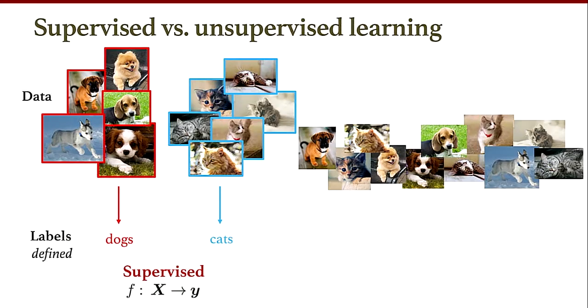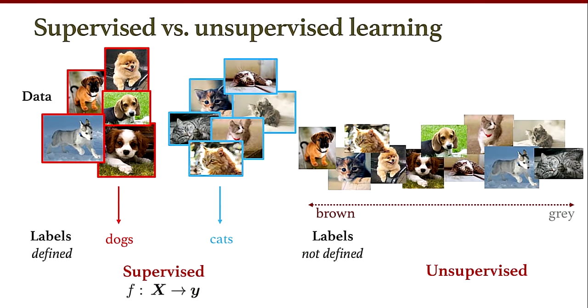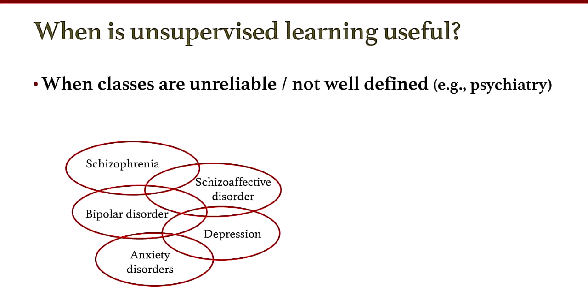Another example of an unsupervised approach could be to put all the animals on a spectrum from brown to gray color. So as you can see from these two examples, these unsupervised approaches are more exploratory than the supervised ones. So when is unsupervised learning actually useful? For instance, when your classes or your labels are unreliable or not well defined.